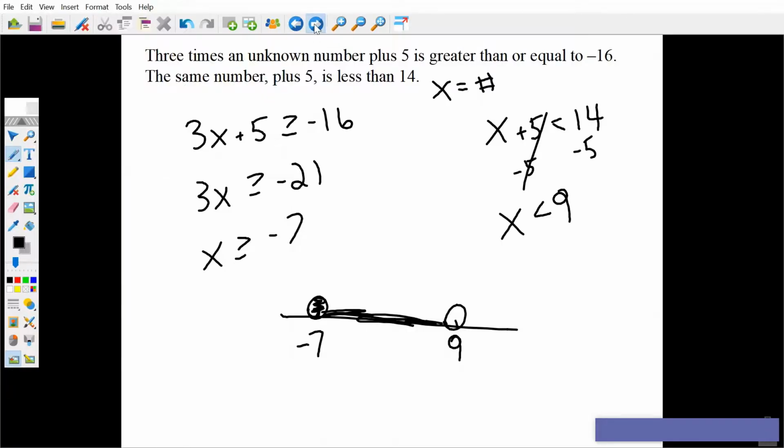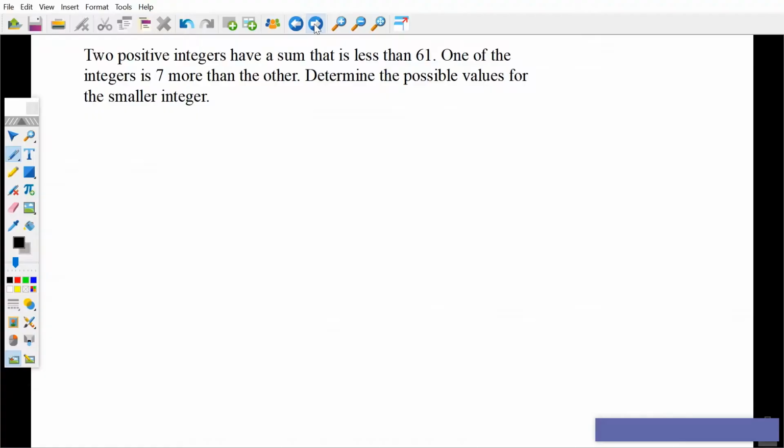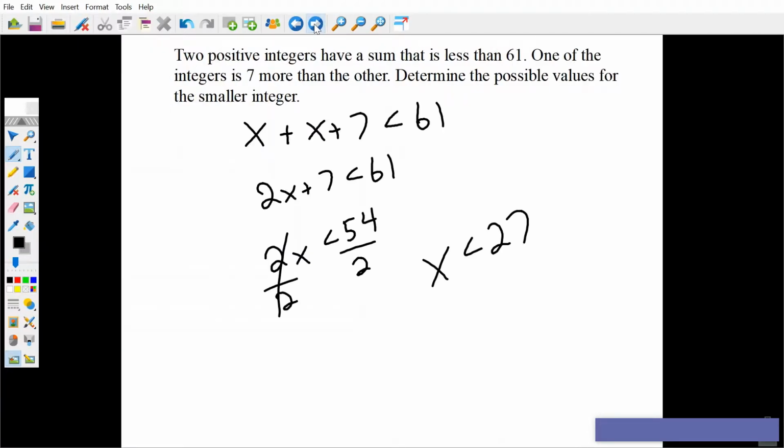Next question. It says 2 positive integers have a sum that is less than 61. One of the integers is 7 more than the other. Determine the possible values for the smaller integer. And the answer is, well, x is the number, right? There are two numbers. One is 7 more than the other. So if the first number is x, 7 more than that is x plus 7.